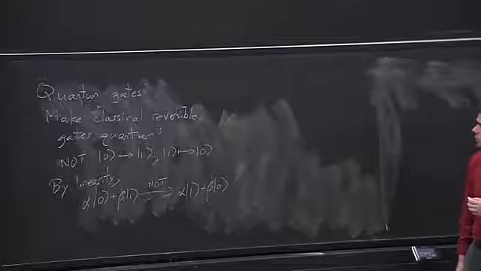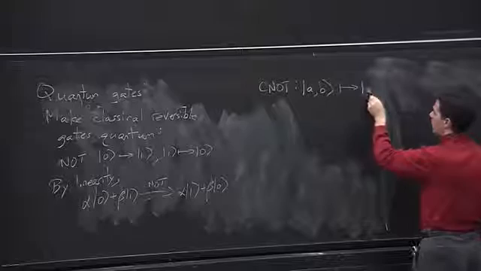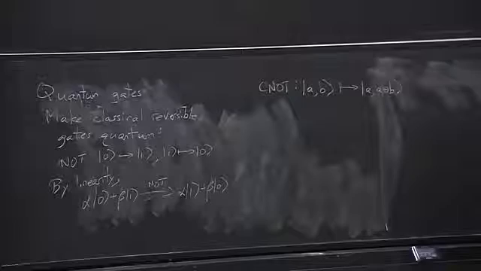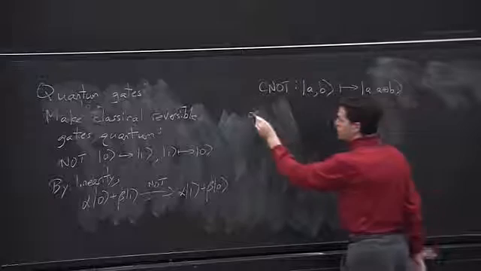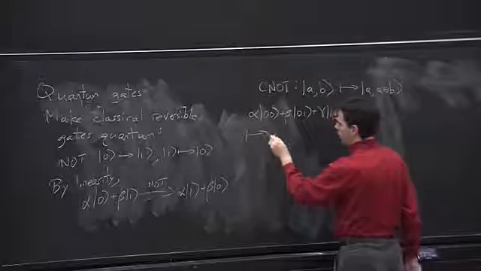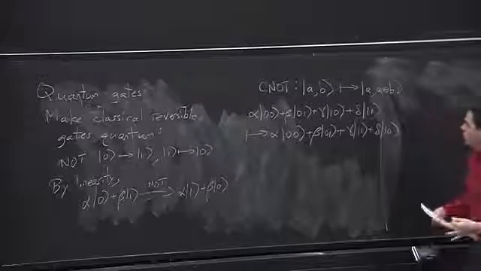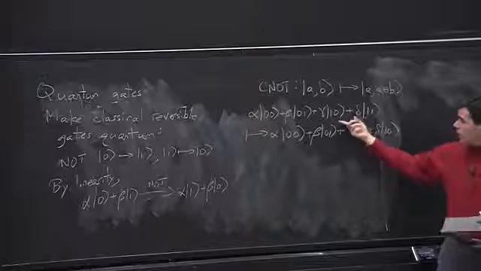Okay. And similarly, the CNOT takes A, B, and maps that to A, A plus B, XOR. And so if you get a superposition, which is now a superposition of two bits, that will get mapped to a superposition. So CNOT will leave these two strings alone, so they stay the same. And these two strings get flipped. So you see they get flipped in superposition as well.